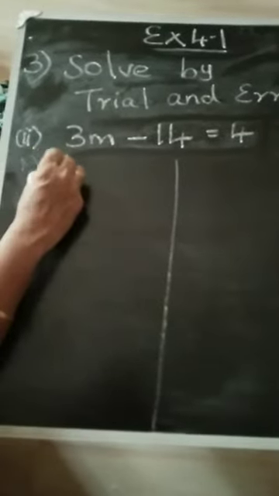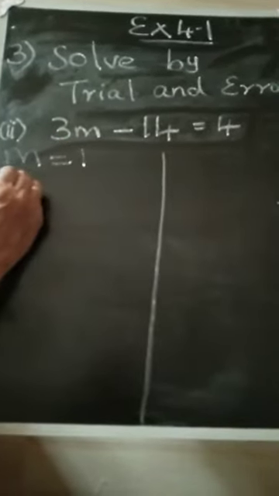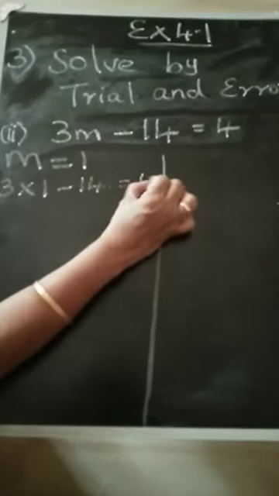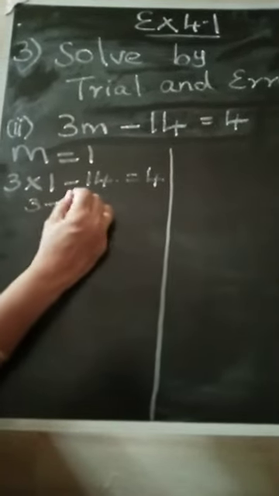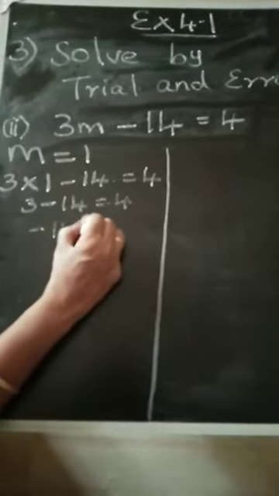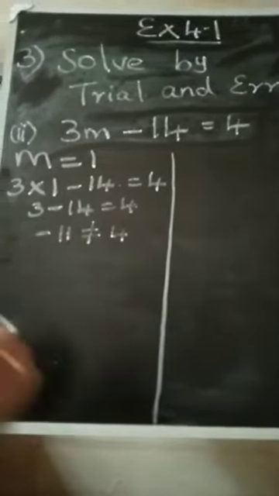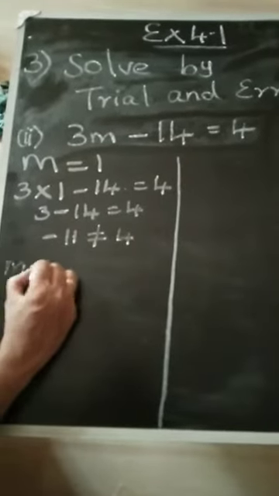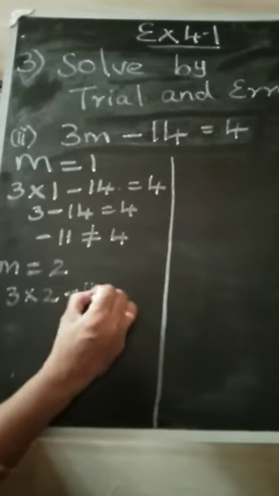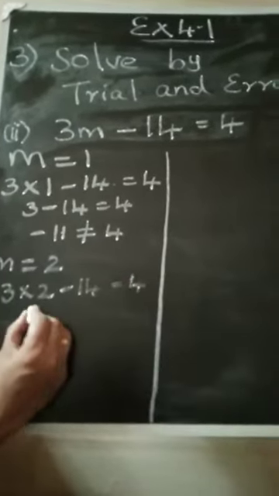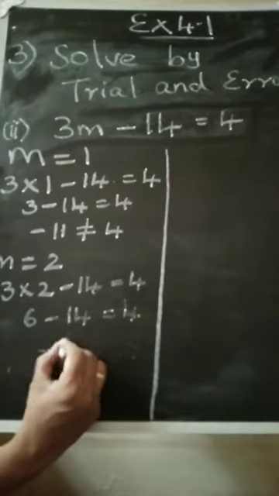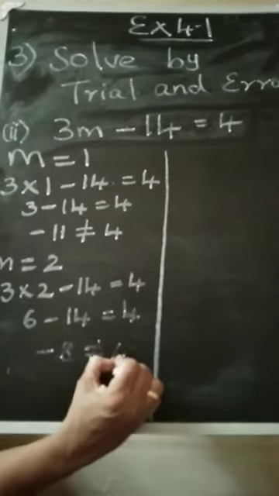First we will give m is equal to 1. So first case, 3 into 1 minus 14 is equal to 4. So 3 minus 14, minus 11, is not equal to 4. So 1 is not the solution. Next, m is equal to 2. So 3 into 2 minus 14 is equal to 4. 6 minus 14, minus 8, is not equal to 4.